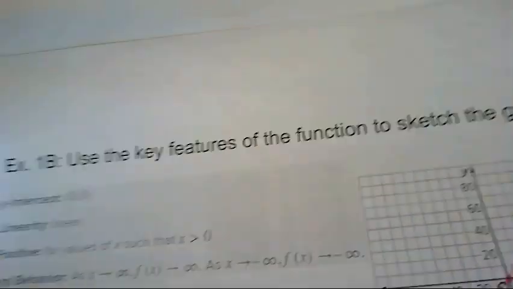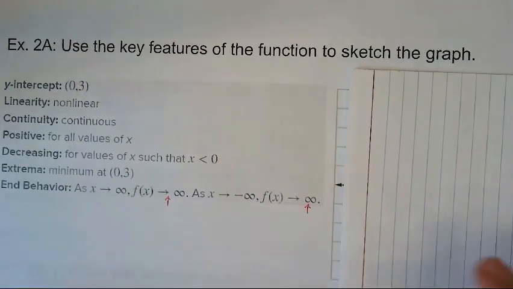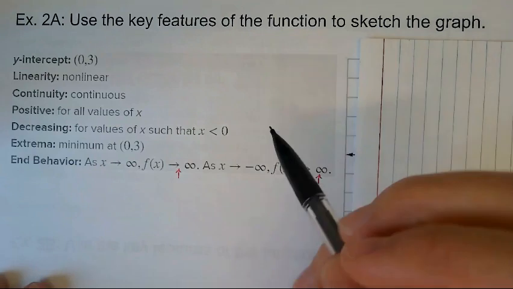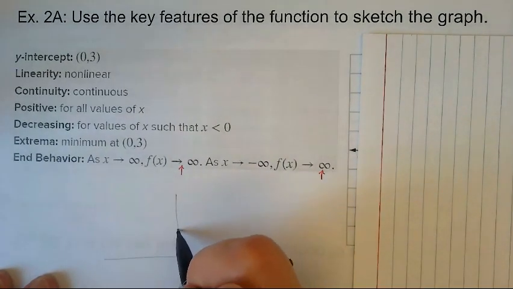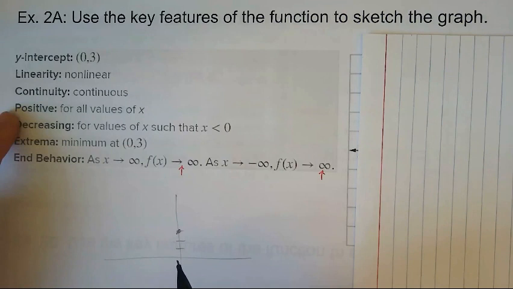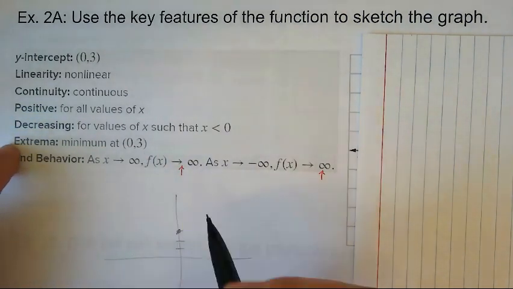Then what happens if it has a different kind of figure where it's not linear? So here's an example of where it's nonlinear. Same kind of scenario, but just giving you more information. So again, what I did was I started with my y-intercept and I put it at 3. I knew that it's continuous, it's positive for all of my values of x, and then it's decreasing at a certain point. I have a minimum at 0, 3.